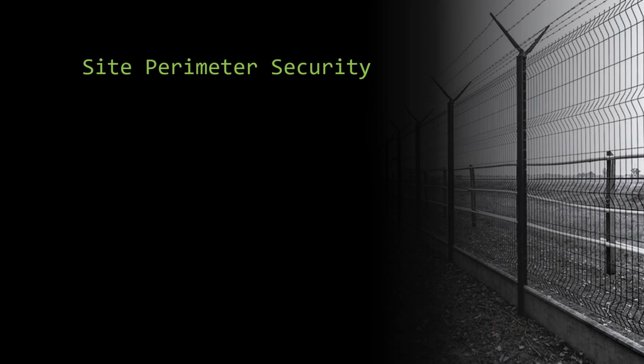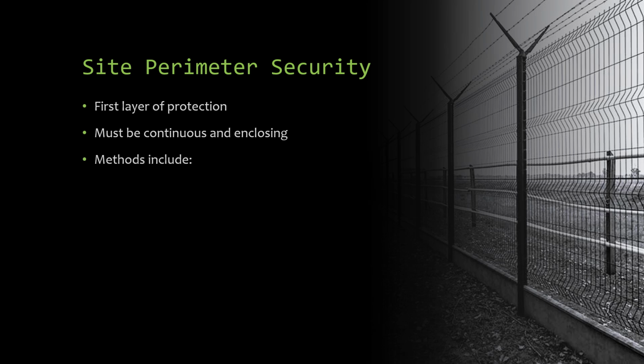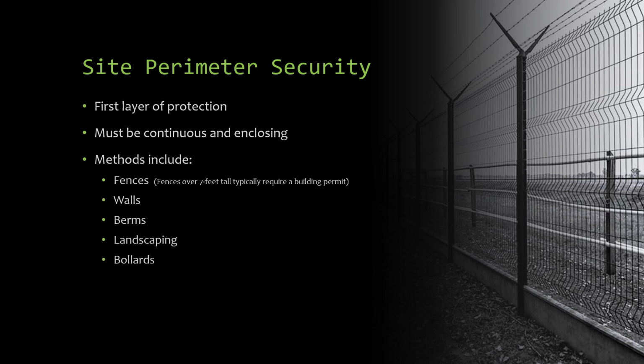The first layer of any security system is going to be the site perimeter security. This is the first layer of protection and the first line of defense. For a perimeter security system to be effective, it must be continuous and enclosing around the asset or area that is being protected. Methods of perimeter security include fences, walls, berms, landscaping, and bollards.